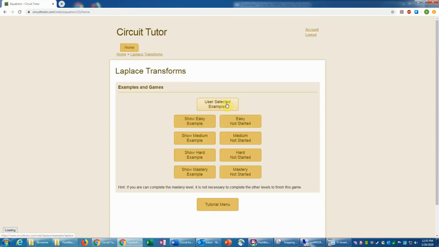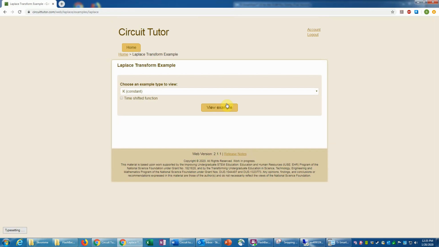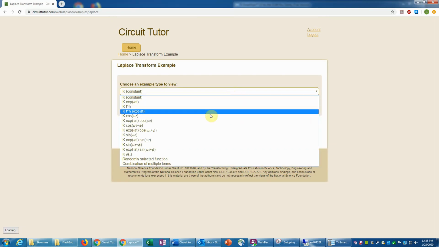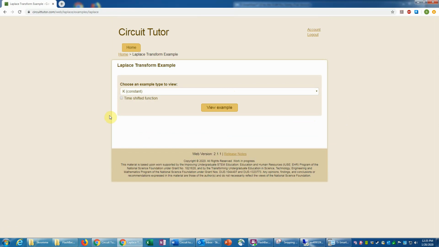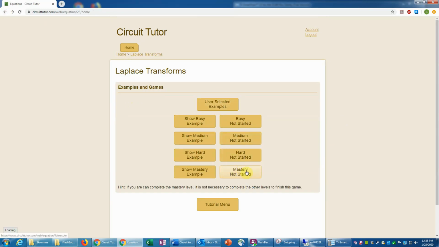There's also user-selected examples available here. If you want to look at a problem of a particular type, you can select the particular function and view a problem of that specified type, optionally with time shifting if you click this box. Okay, so let's go back and do the mastery level problems.